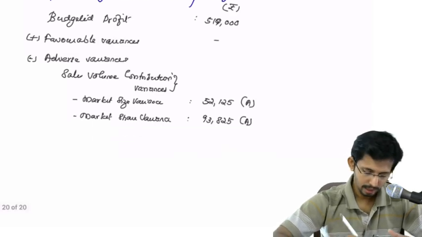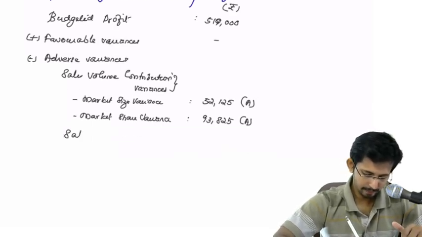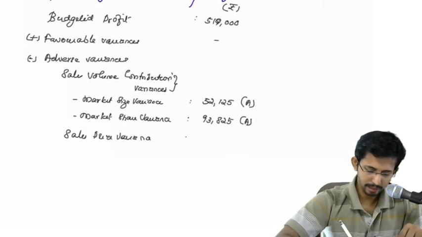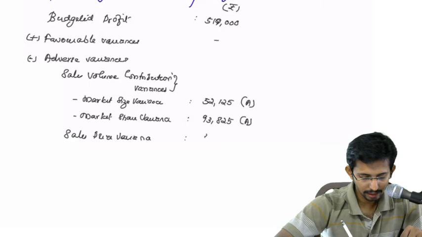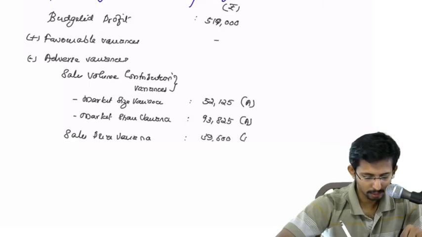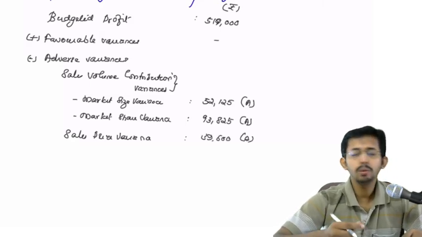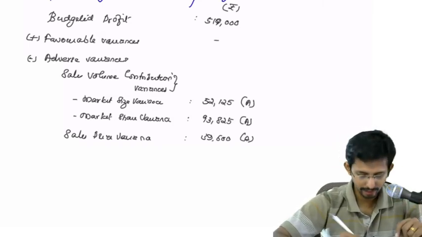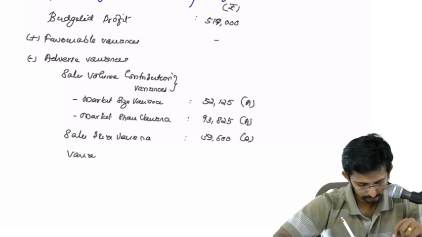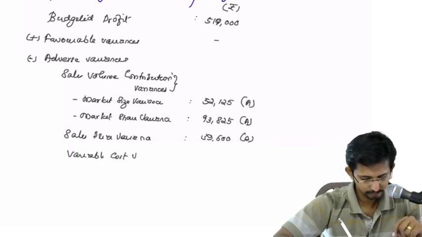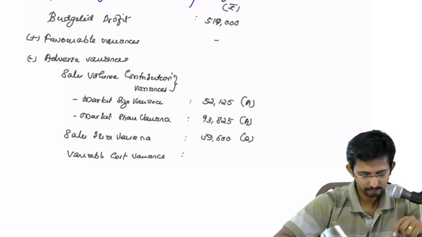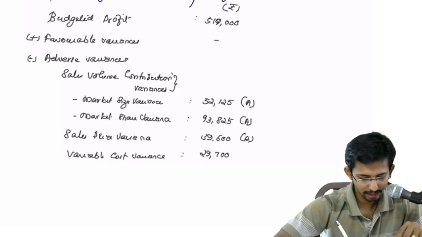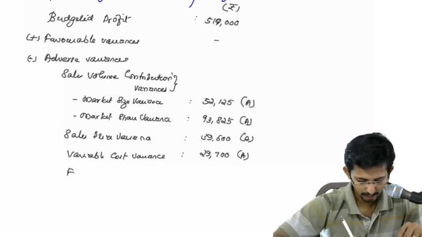Right, now what do you have to do? Sales price variance. One is volume, the other one is price variance. 39,600. Again, this is also adverse. Now you have to come to the cost variances. You have two cost variances, variable cost variance and fixed cost variance. Variable cost variance 29,700 adverse and fixed cost.